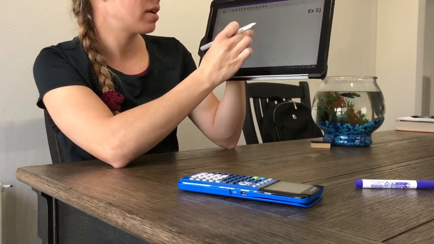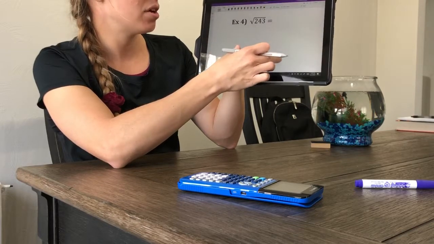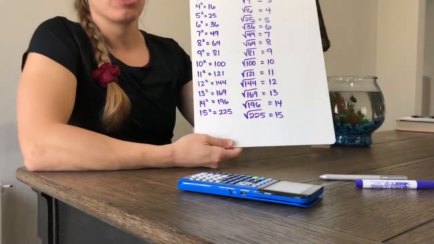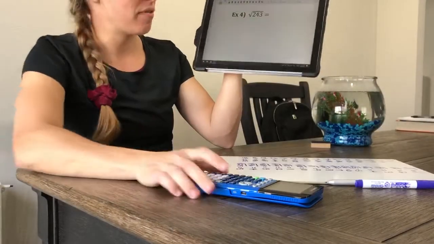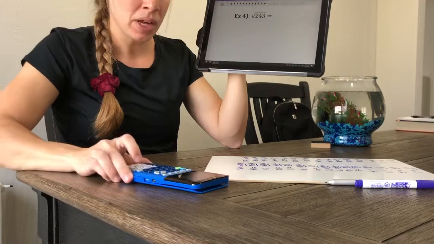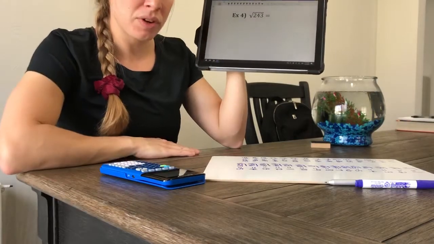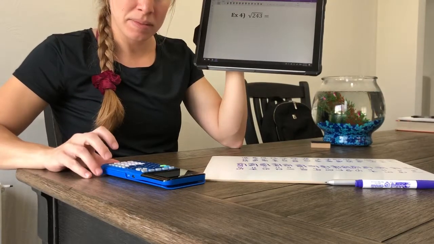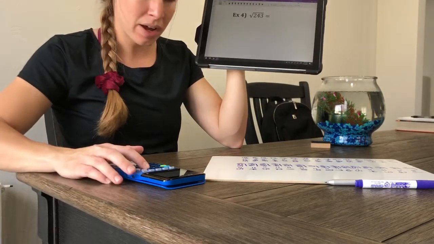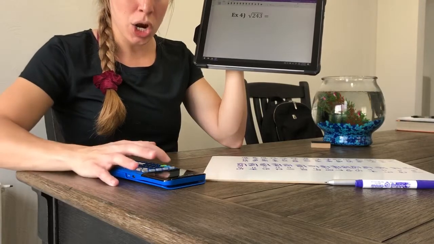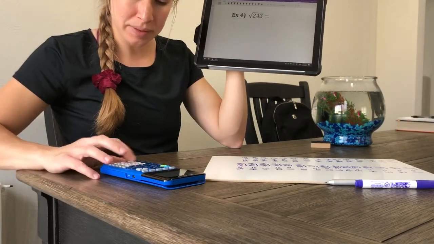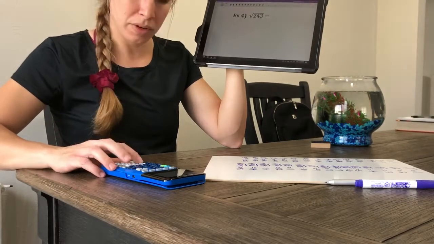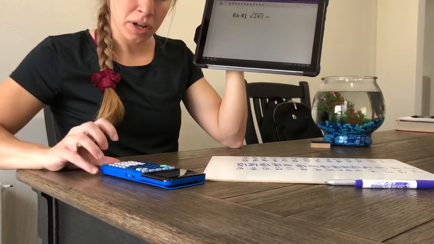Example 4. Okay, we've got the square root of 243. So like I was talking about earlier, with your list of perfect squares, you want to find the biggest perfect square factor. So for 243, I'm going to start with, well, 225 doesn't really make sense because they're really close numbers. So does that divide by 196? No. Does that divide by 169? No. Does that divide by 144? No. 243 divided by 121? No.